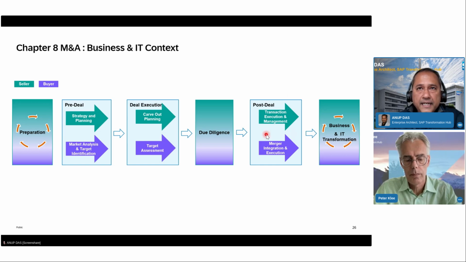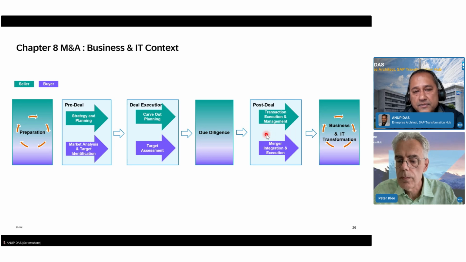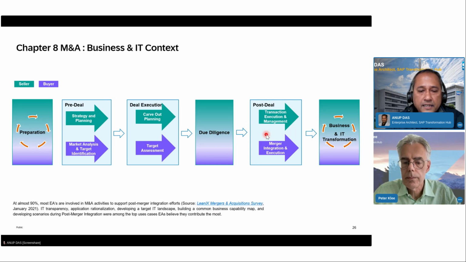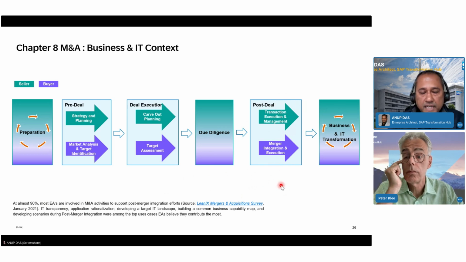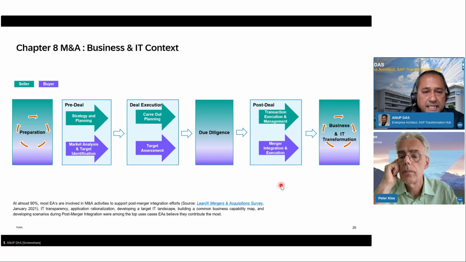Even carve-out planning or a divestiture use case, there are cases where you see how you derive the transition strategy, right? Those are some of the use cases you will see. There is a survey by LeanIX, a little old survey, but you see almost 90% of the cases, most EAs or enterprise architects are involved in the post-deal phase and the post-merger integration phase, right? So that's these last two boxes. That's the business and the IT context.